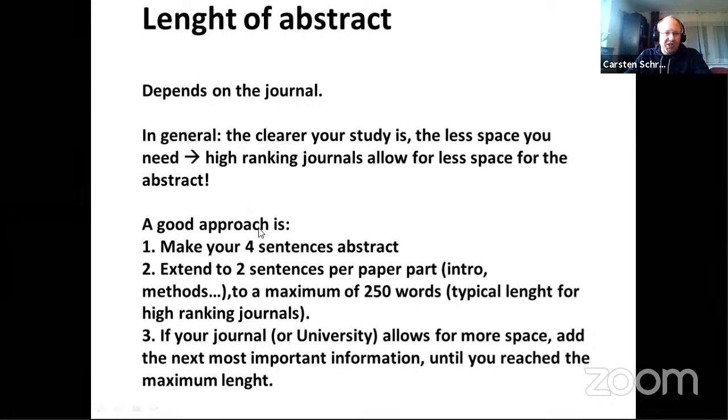So the approach I suggest is make first your 4 sentences, then extend to 2 sentences per part to a maximum of 250 words. It's a typical length of a high-ranking journal. High-ranking here means something like Animal Behavior, Journal of Animal Ecology. And if your journal or university, when you write a master thesis, allows for more space, then you can add additional important information.